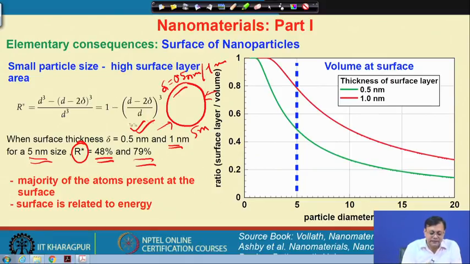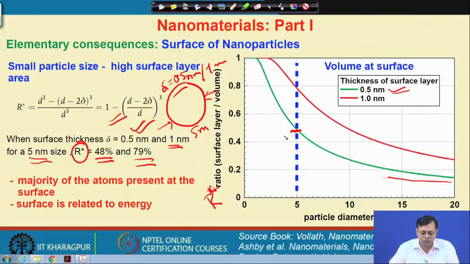Now, here I can take the simple equation and plot it. Here again I have basically the R star and the particle diameter. So, let us say from here for the same 0.5 nanometer it will come somewhat 48%, and in case of a 1 nanometer surface layer, then R star will come to 79%. Here please remember R star is the ratio of the volume available at the surface divided by the bulk volume.